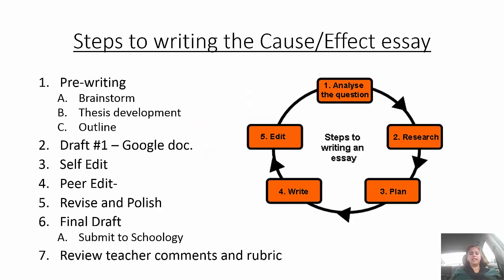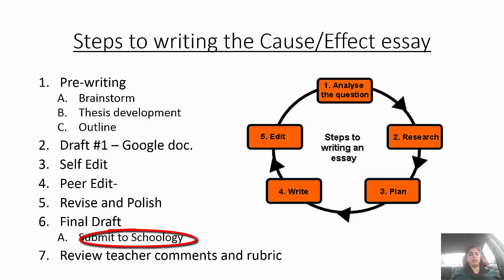When writing the essay, there will be 7 steps. 1. Pre-writing. Creating a brainstorm, developing your thesis statement and an outline. Then you will begin writing your first draft. You will use Google Docs so that we can share it with class. Share it with classmates. You will self-edit, and then there will be a peer edit using Google Docs. After your peers have edited your essay, you will revise and polish the essay and submit your final draft. Final drafts get submitted to Schoology.